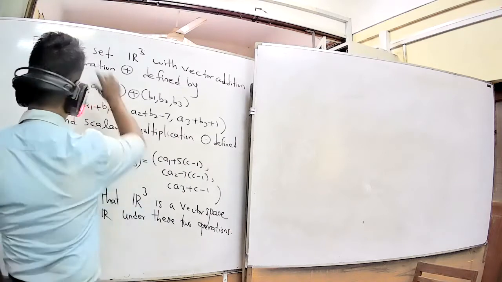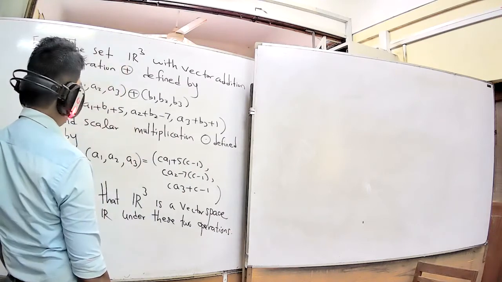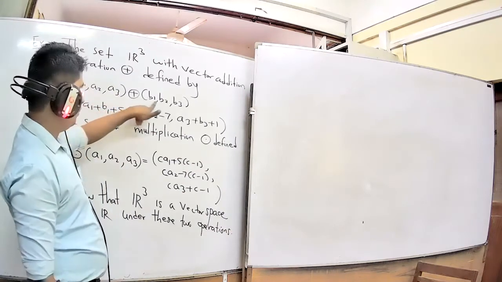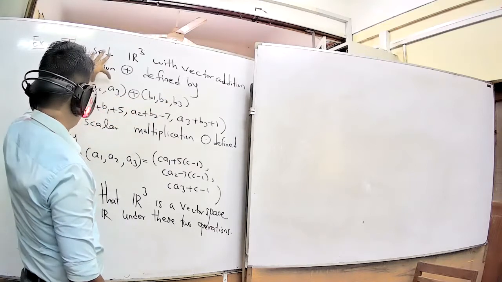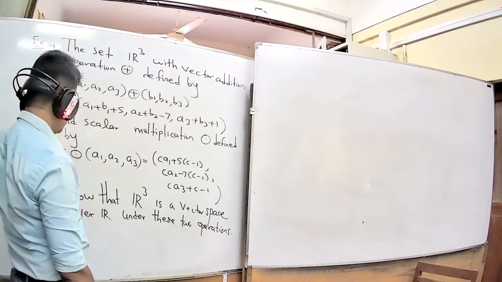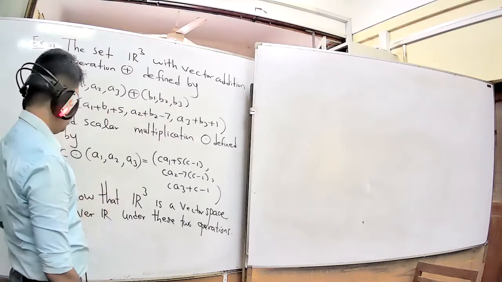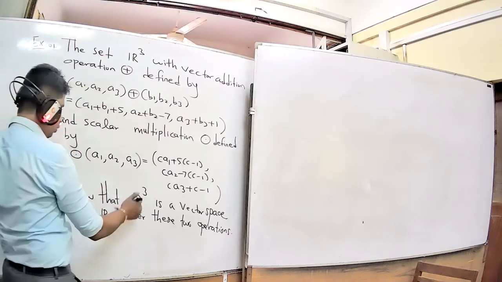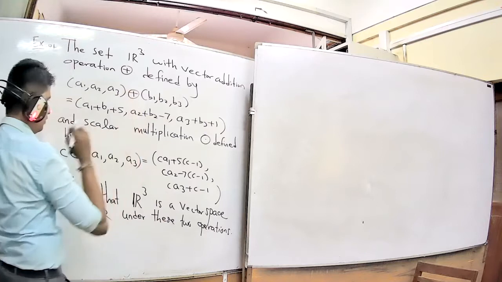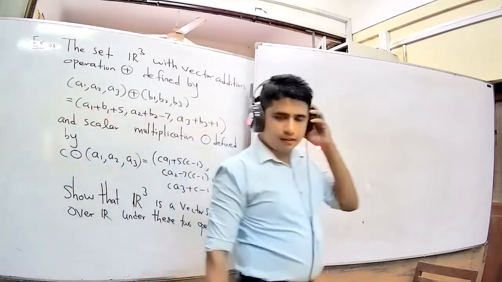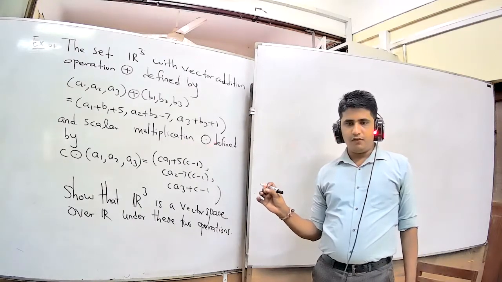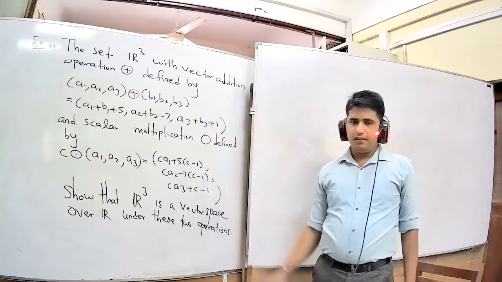Your question is the set R cube, the triples a1, a2, a3 and b1, b2, b3, with the addition operation for the vectors defined like this. This is one vector, it is another vector. Scalar multiplication is also defined like this. You want to show that R cube is a vector space over the real numbers under these two operations, so you check the 10 axioms. If the 10 axioms are satisfied, then we can say it is a vector space.